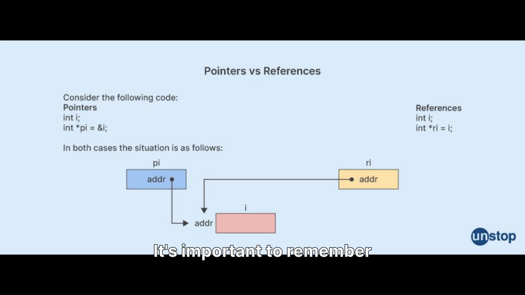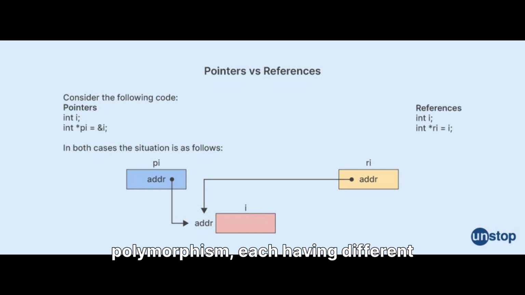It's important to remember the fundamental distinction between value types and reference types when considering casts. Value types often involve boxing and unboxing, while reference types deal with polymorphism, each having different casting implications and behaviors.